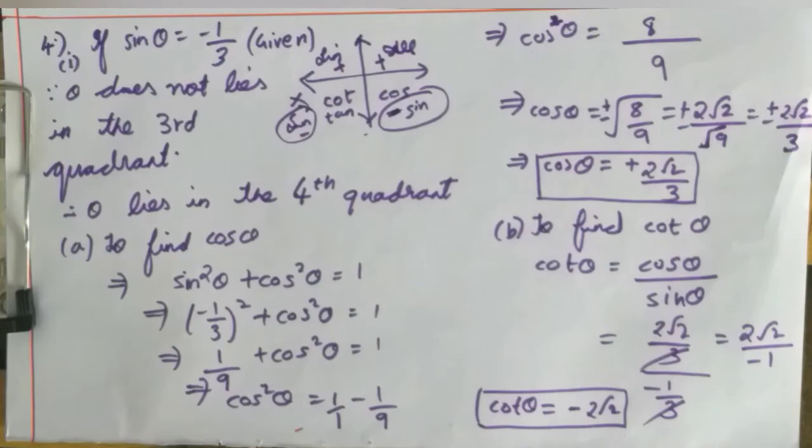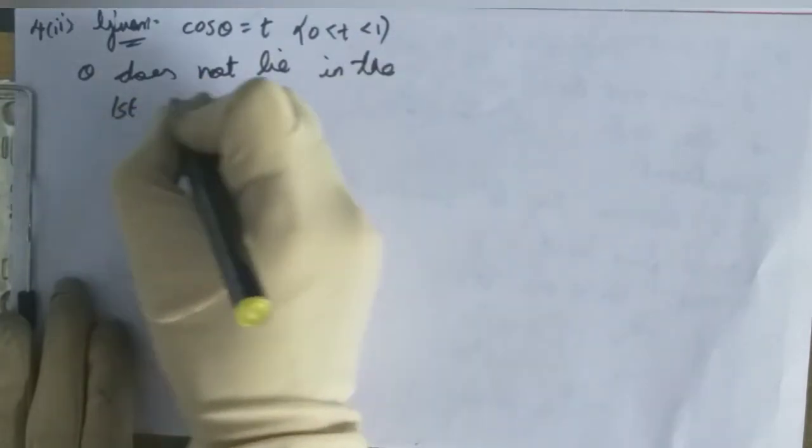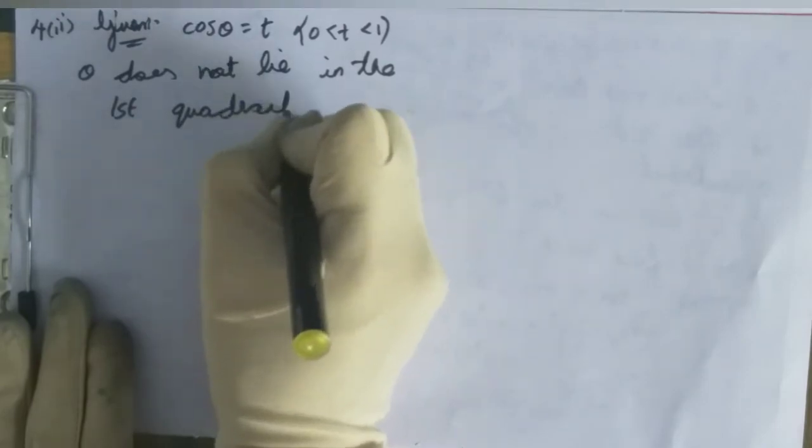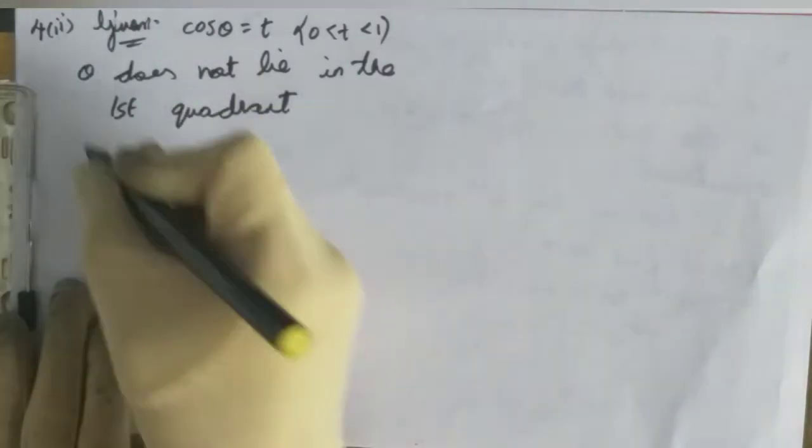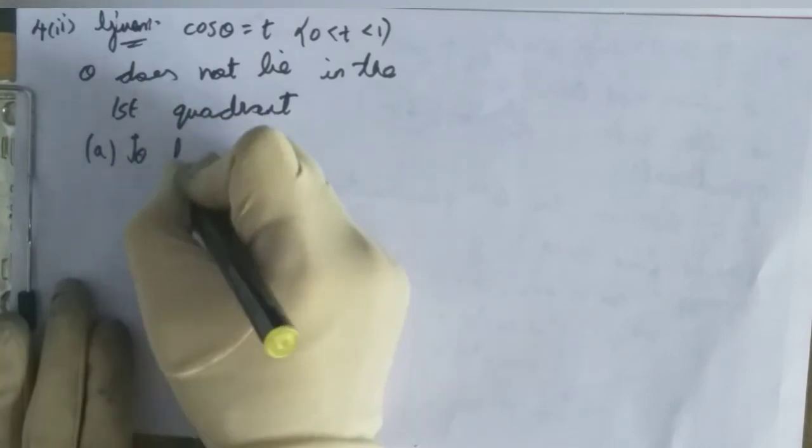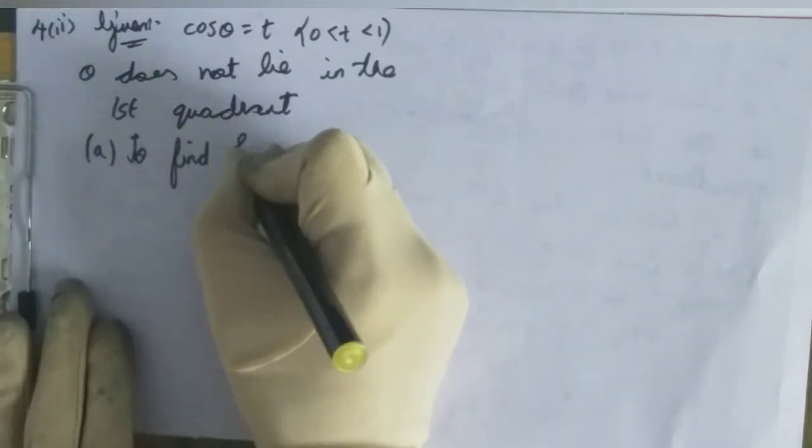Now moving on to the fourth question, second bit. It is given that cos theta is equal to t, and this t lies between 0 and 1. It is also telling us that theta does not lie in the first quadrant. And it is asking us to find sin theta and tan theta.